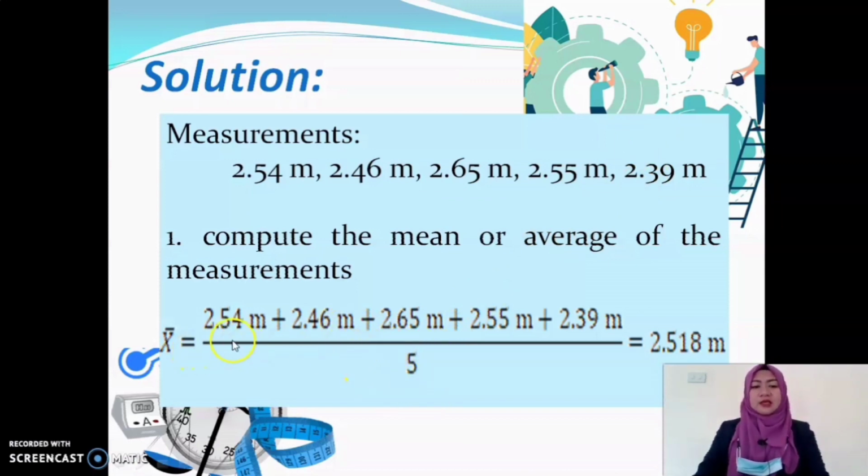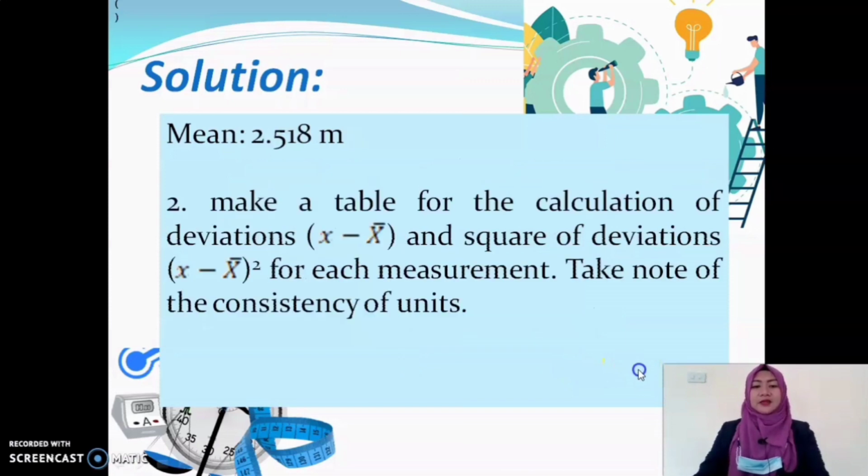So our mean is equal to 2.54 meters plus 2.46 meters plus 2.65 meters plus 2.55 meters plus 2.39 meters. All of that is divided by 5, and that would equal 2.518 meters. You have to recall that the mean is 2.518 meters because you will use that in our next step.